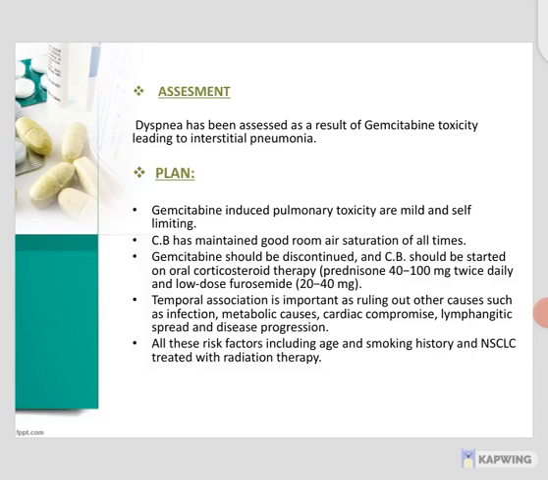Temporal association is important, as is ruling out other causes such as infection, metabolic causes, cardiac compromise, lymphangitic spread, and disease progression. All these risk factors are present, including age, smoking history, and non-small cell lung cancer treated with radiation therapy.